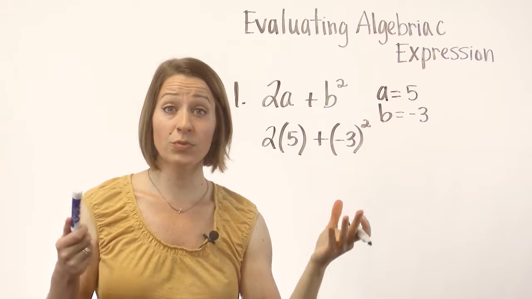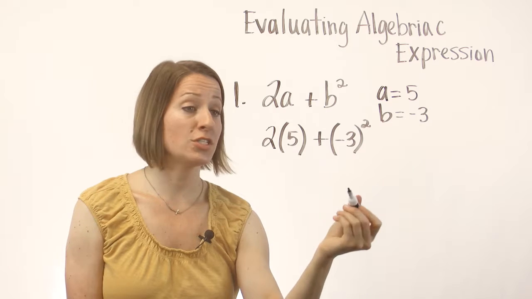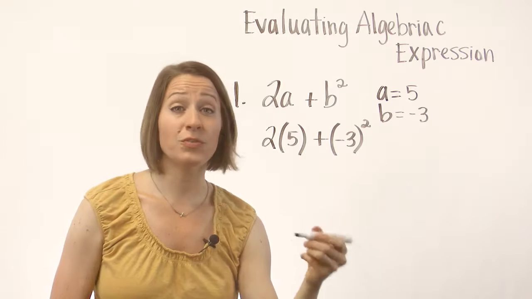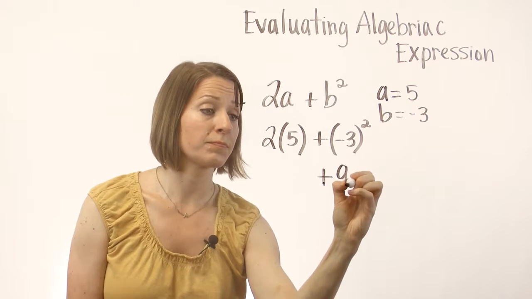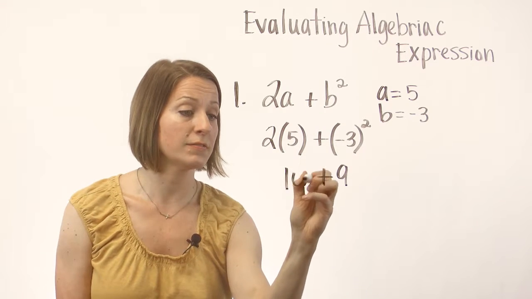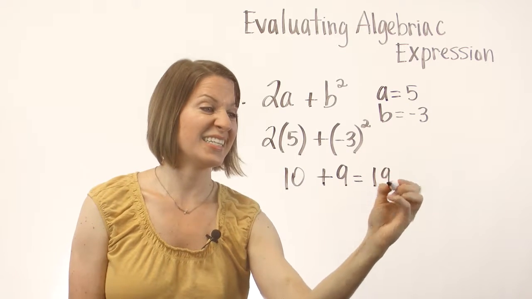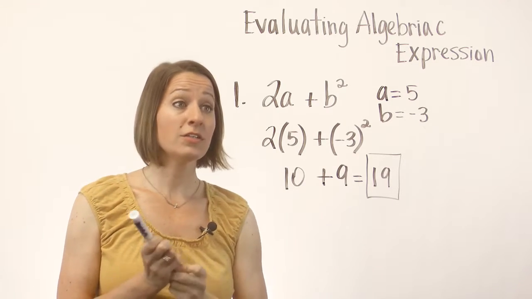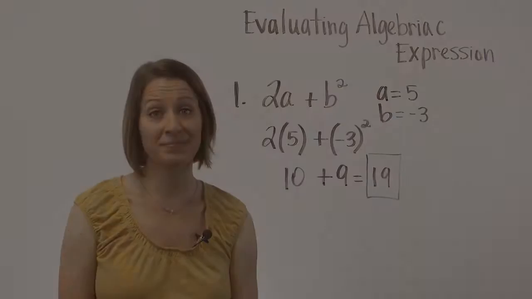And this is when we work through using that order of operations, right? The first thing we're going to do is work out this exponent. -3 times -3 is +9. This 2 times 5 here is 10. And then we will add those two together to get 19. 19 is our answer for this expression when a is 5 and b is -3.